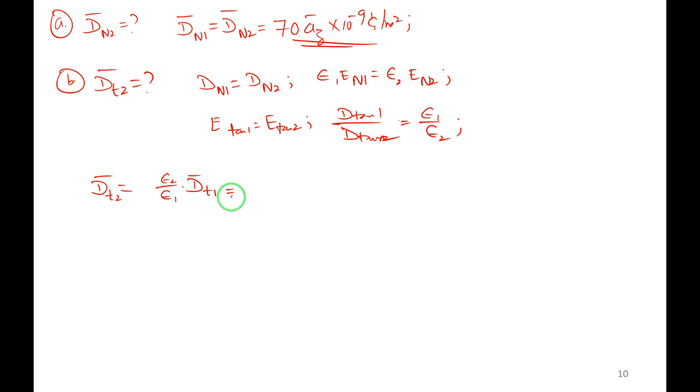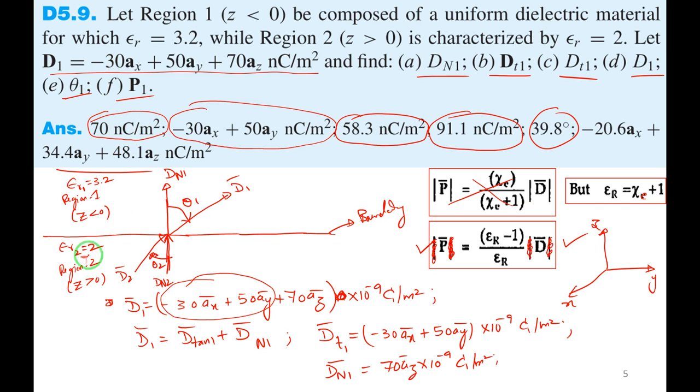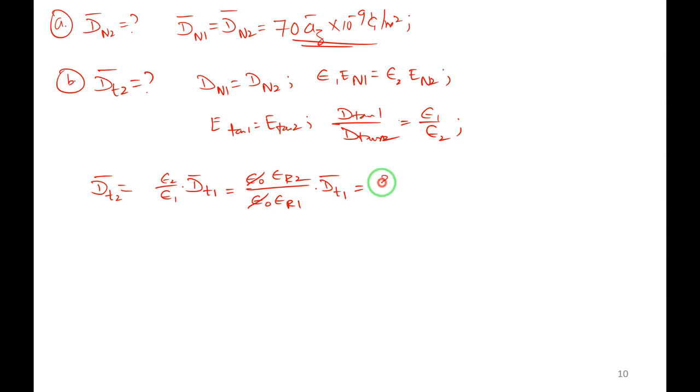So what are epsilon 2 and epsilon 1? Epsilon 2 is epsilon naught into epsilon r2, and epsilon 1 is epsilon naught into epsilon r1, right? So epsilon naught will get cancelled, into dt1. Let me write dt1 as it is, later on I'll substitute. What is epsilon r2? Epsilon r2 is 2, and this is 3.2 to 3.2. Is it fine?